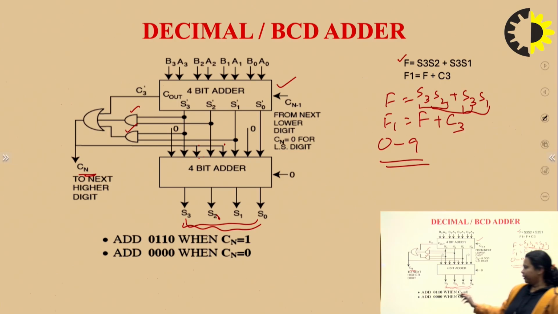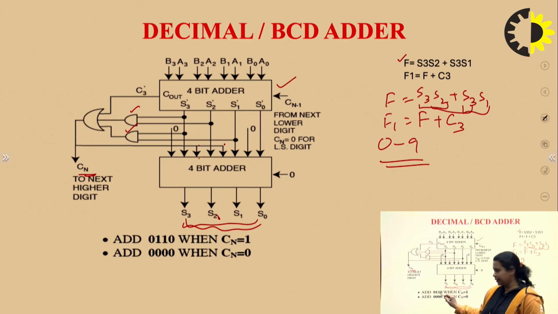I have also written here that you add 0110, which is basically 6, when Cn is 1. If Cn is 1, then you need to add, and you add 0000 when Cn is 0, that is, if the carry is not there, then nothing is needed, no addition of 6 is required, right? So I think this BCD adder is clear to you.